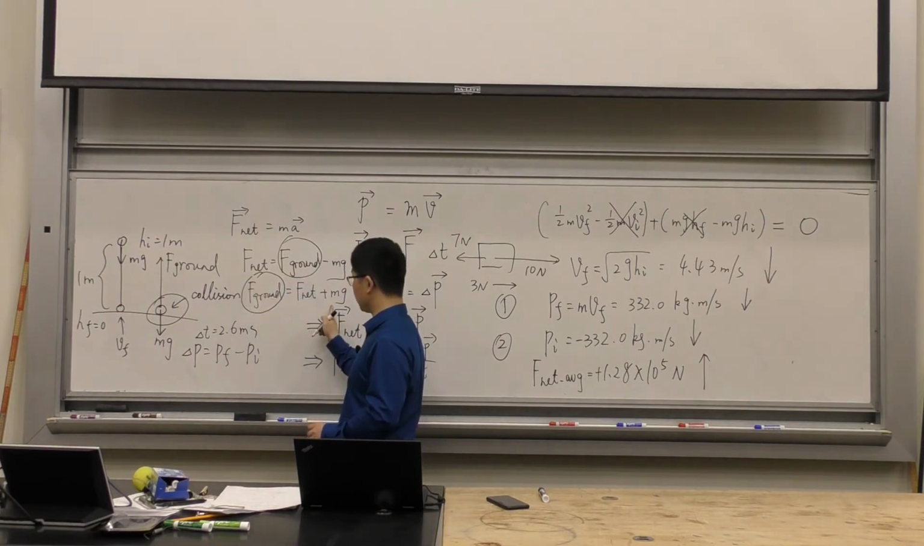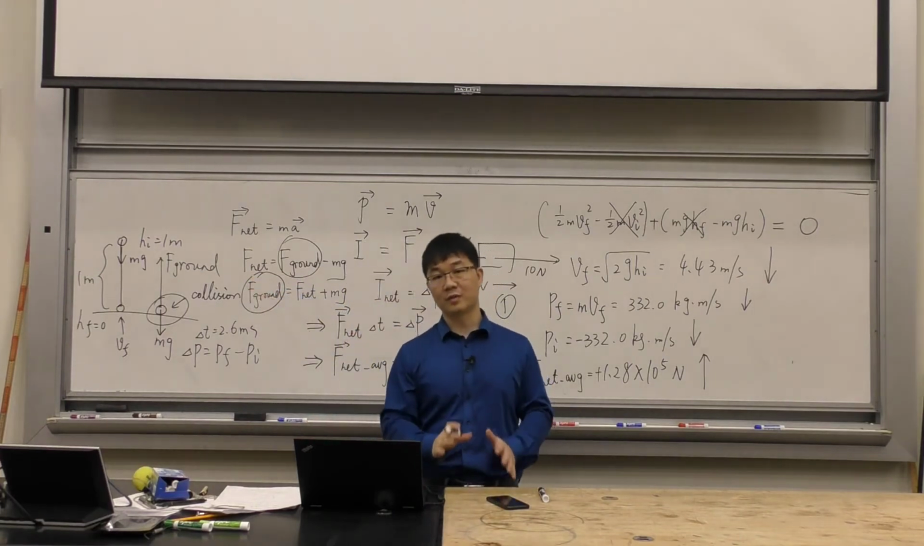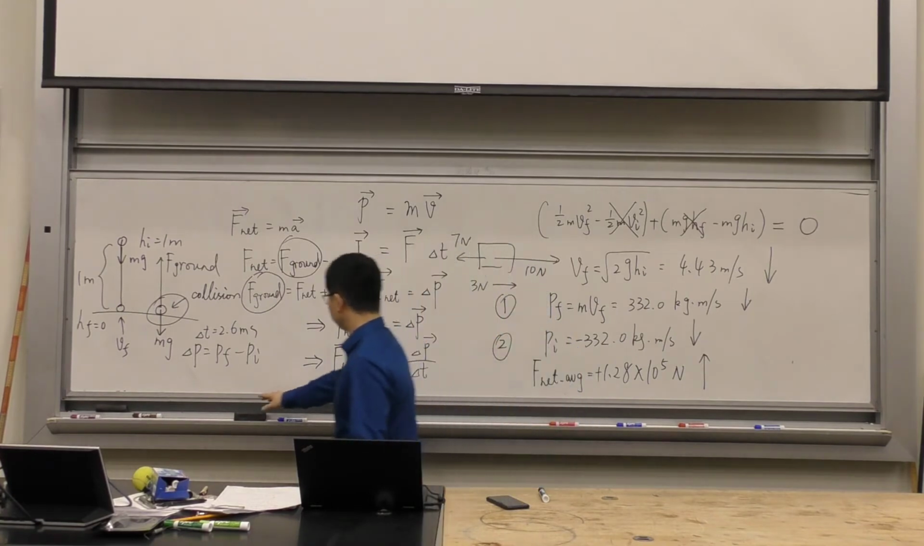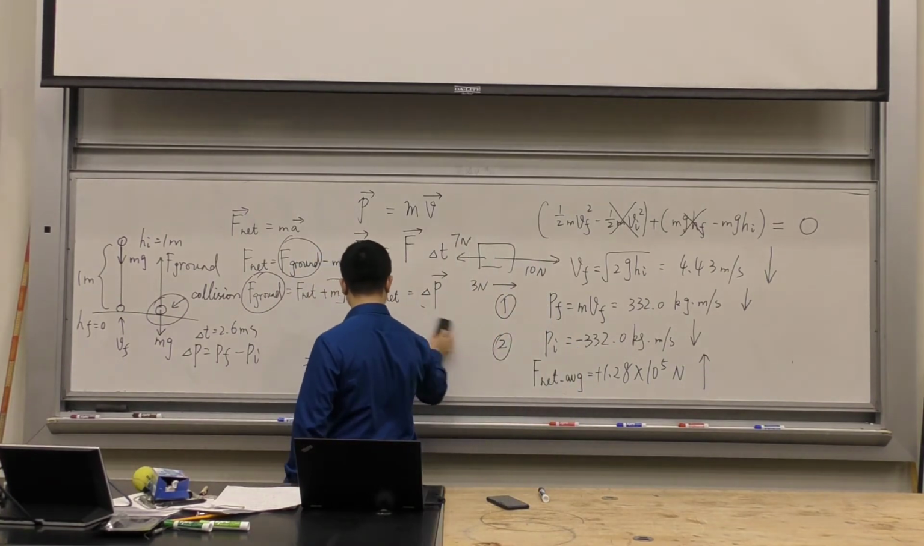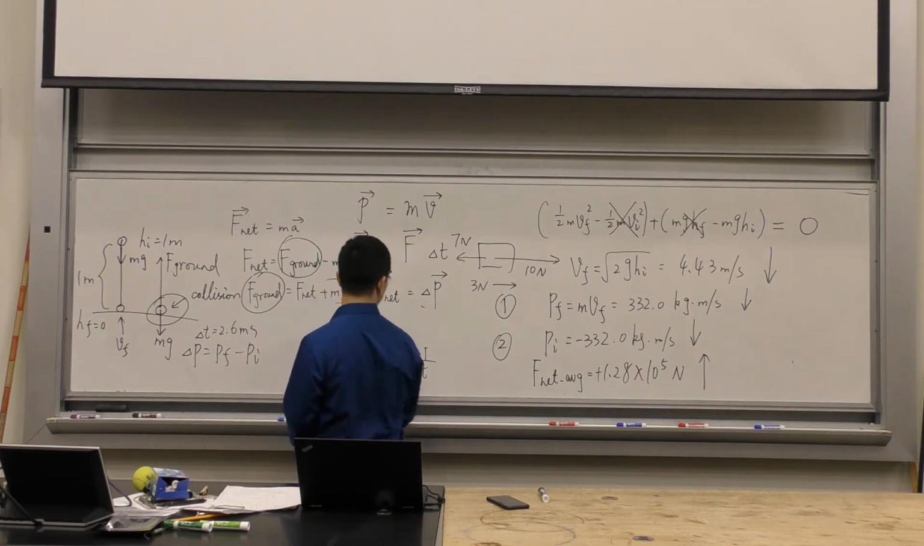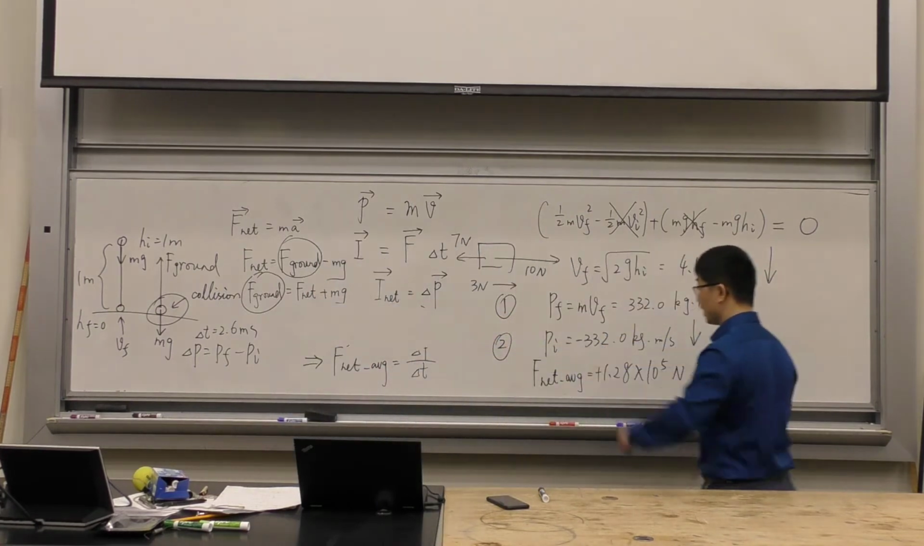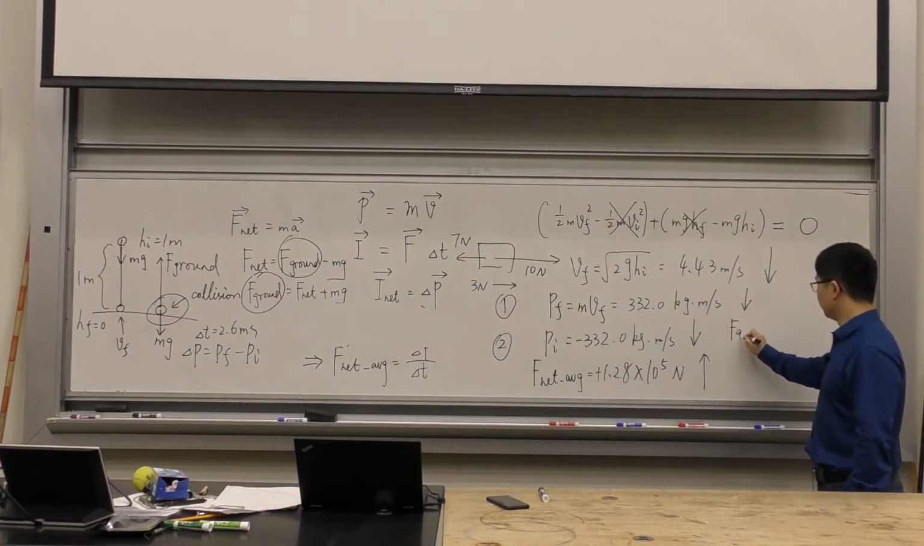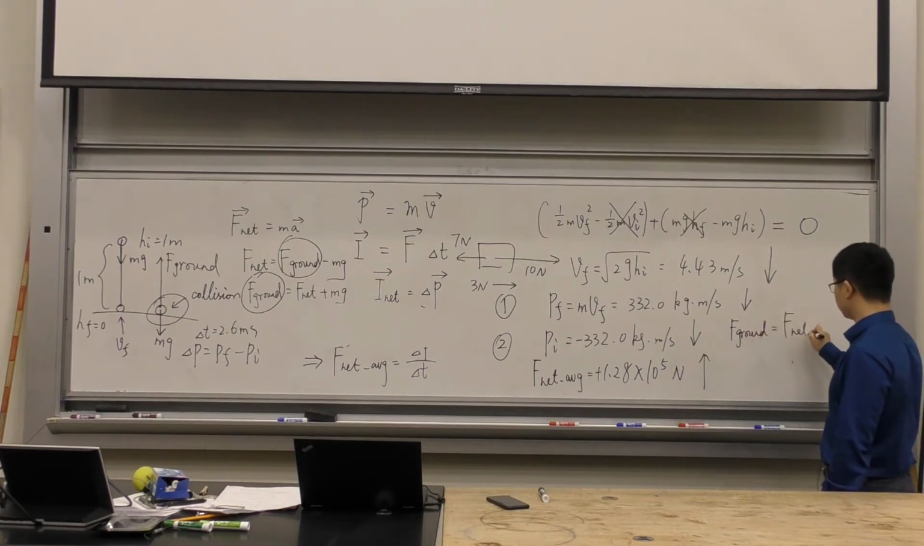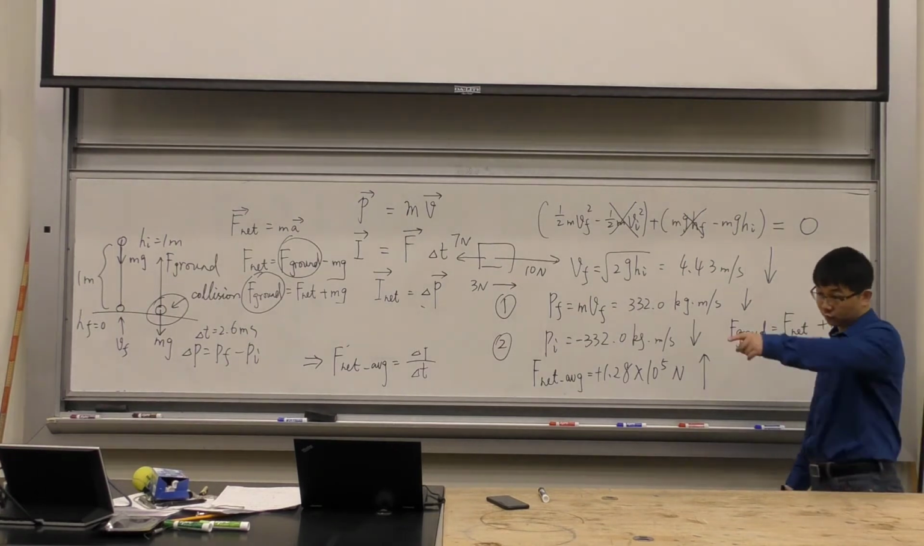So you have to finish this step. But in this question, it doesn't really matter, because even if you do this, right? So in this question, if I want to use that, the force from the ground is going to be equal to the net force plus the mg. You should do this. Otherwise, you're just getting the net force. You're not solving this problem.